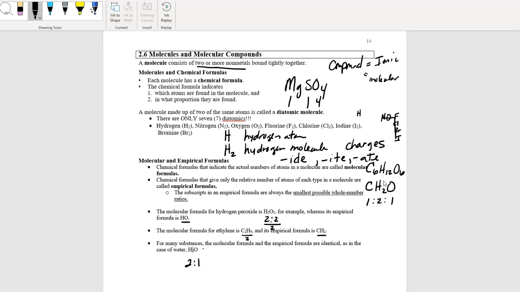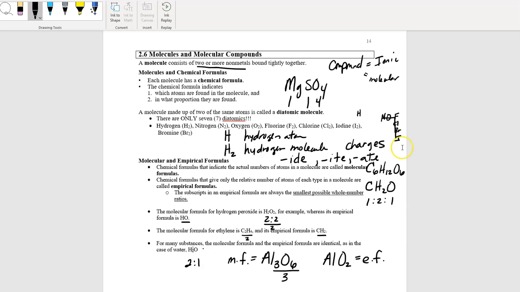For example, if you had Al3O6 and I asked you whether that is an empirical or a molecular formula, the first question to ask yourself is, can you reduce those subscripts any further? In this case, you can. If I divide each one by 3, I technically get Al1, which we don't write as a one, and then O2. So Al O2 would be the empirical formula, and Al3O6 would be the molecular formula.